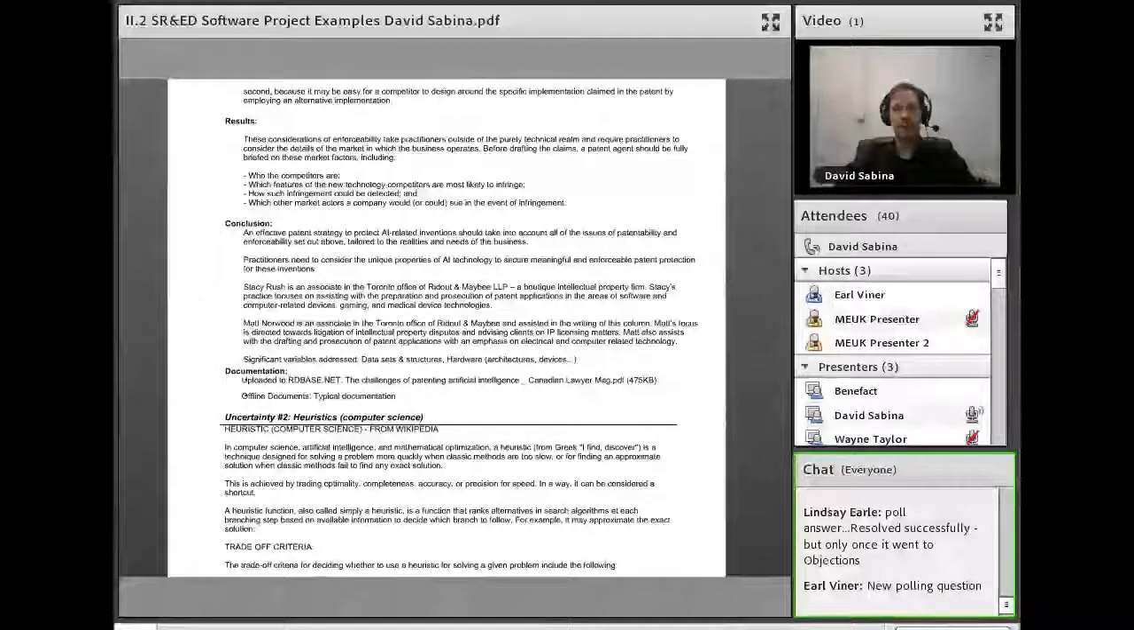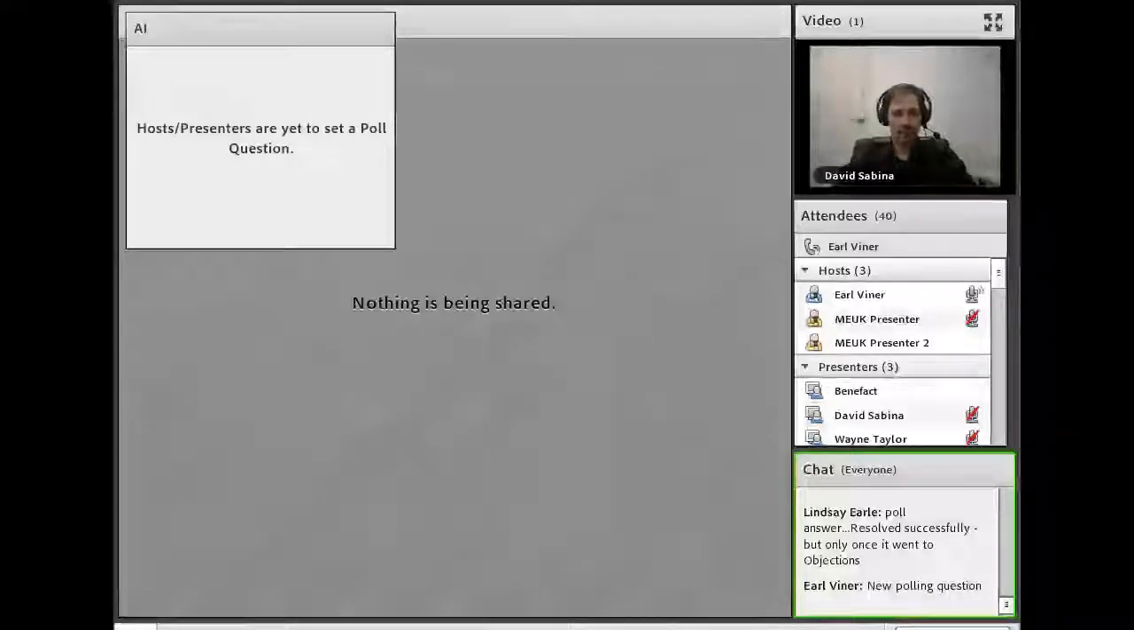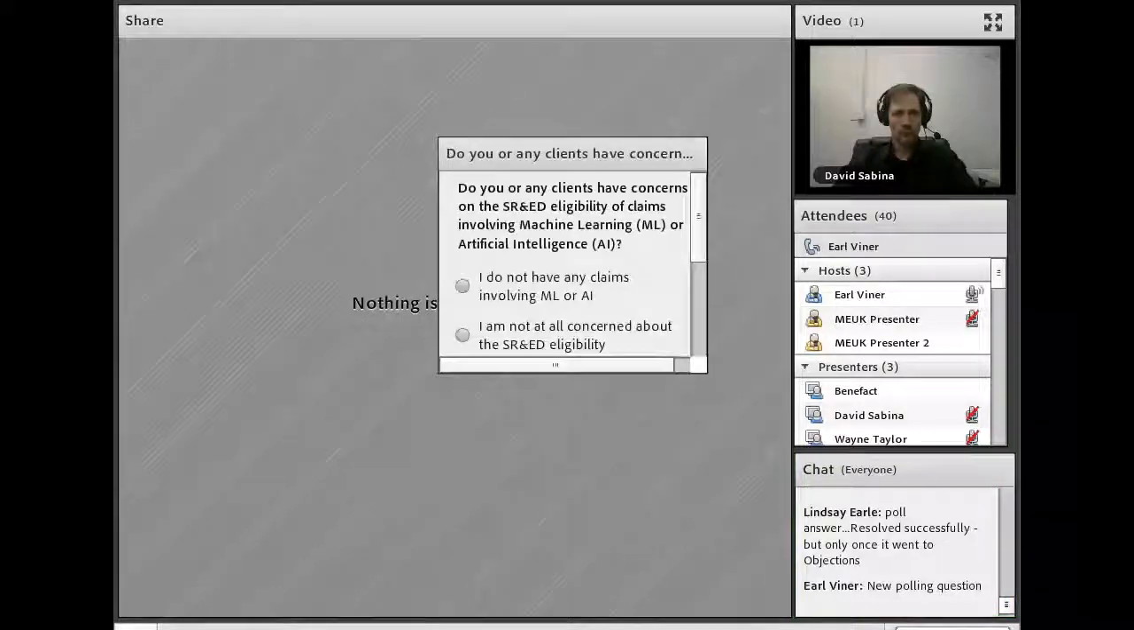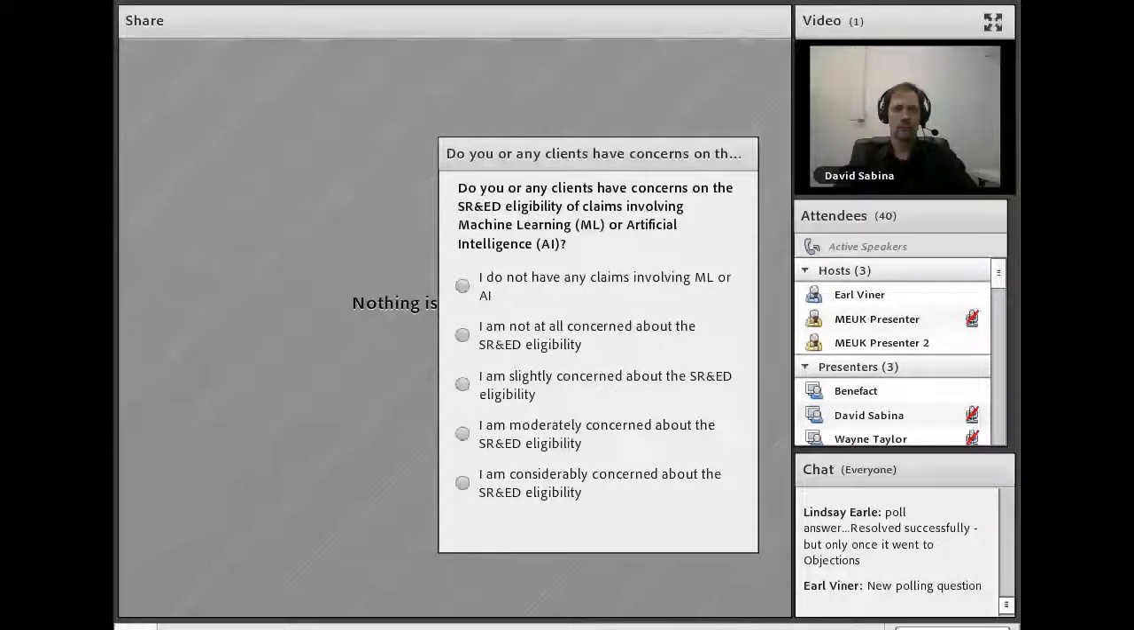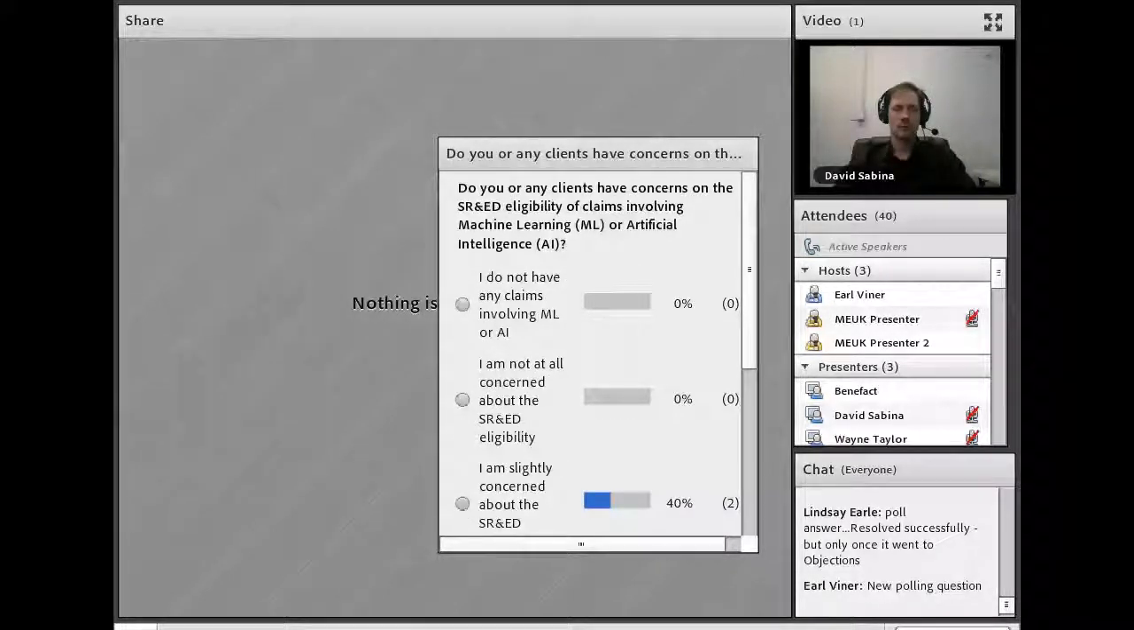Any of the other moderators have any comments before we open it up to any questions? You'll see that there's another polling question being put up, so if people would mind answering those. We haven't had great participation in those, but perhaps more people can partake in those. So I'll just read it out loud. Do any of the clients have concerns on eligibility of claims involving machine learning or artificial intelligence? So the first one is I don't have any claims. Second one, not at all concerned about eligibility, slightly concerned, moderately concerned, or considerably concerned.